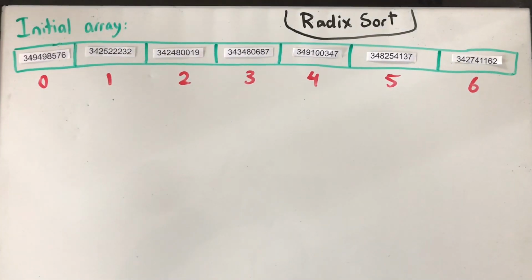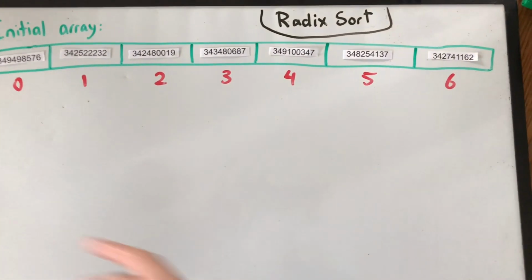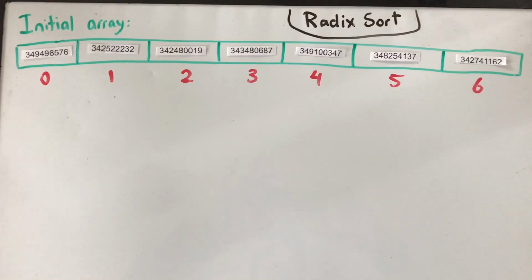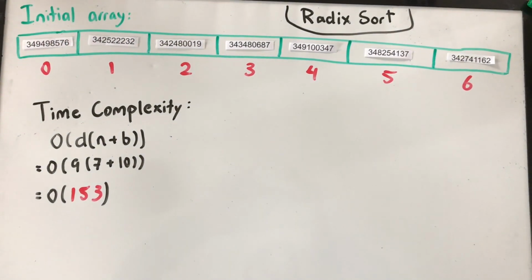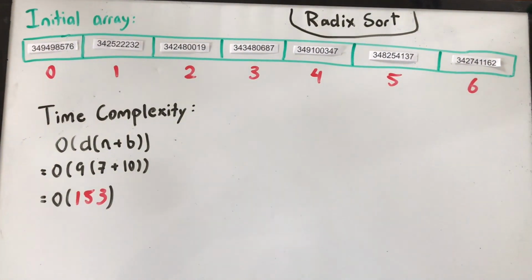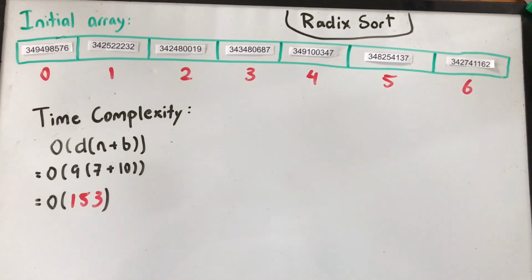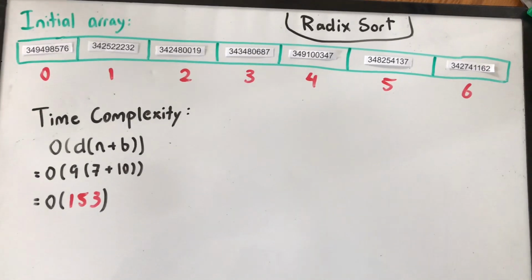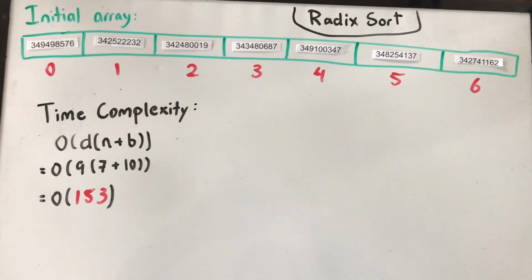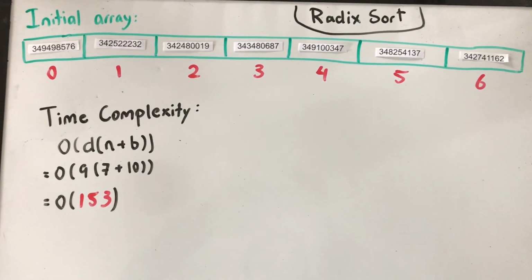Hey, my name's Josh, and in this video, I'll be performing Radix sort on these 7 TDSB student numbers right here. Now, as you guys probably know, the time complexity for Radix sort is O(d times (n plus b)), where d is the number of digits, n is the number of entries, and b is the base that we're using. So in this case, we have 9 digits in every TDSB student number.